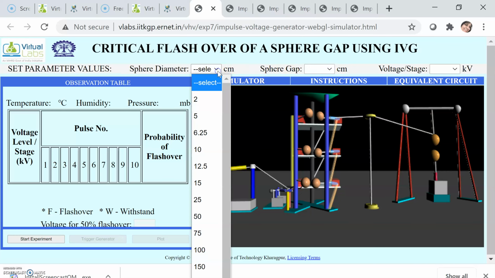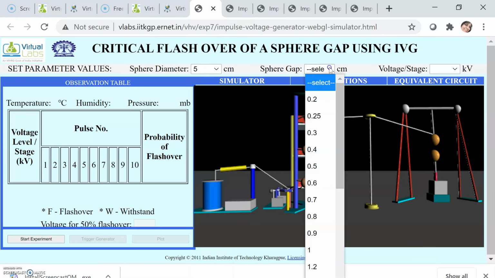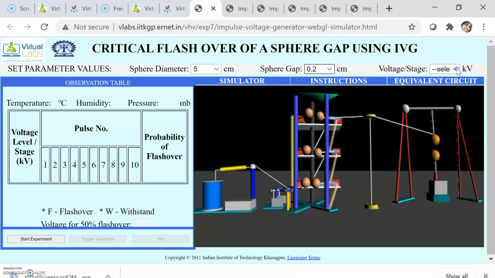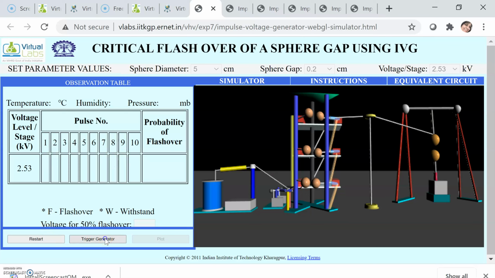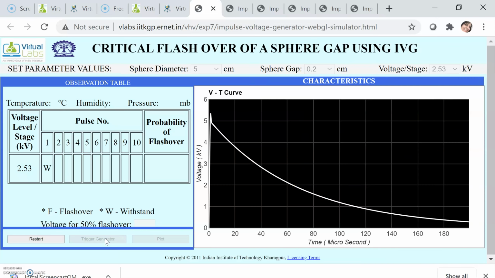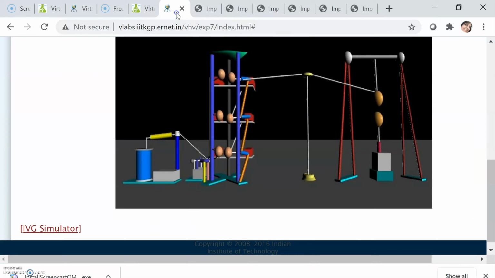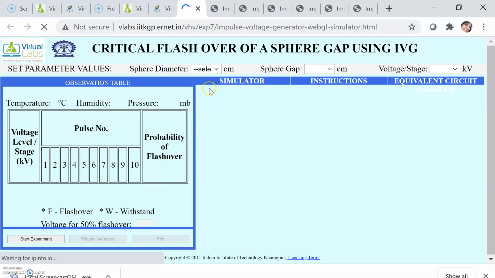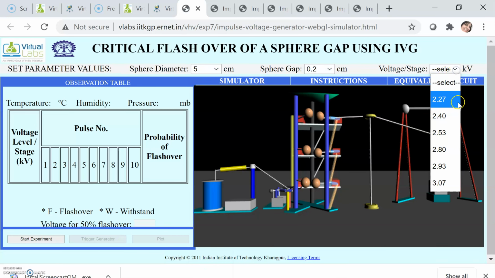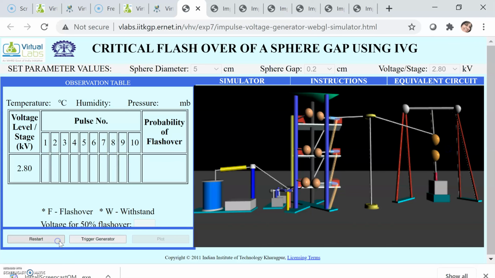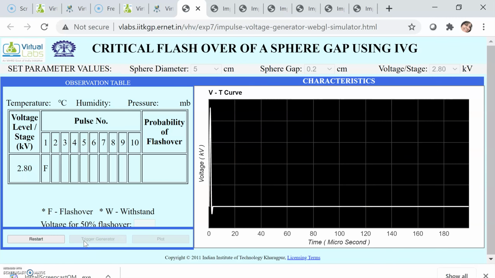So the diameter was 5, and breakdown did not occur. Diameter is 5 only, gap distance is 0.2 only. Now you have to find the voltage. We will check 2.53. Just carry it out. No breakdown. Again do the same and increase the voltage, diameter 5, gap distance 0.2. Now increase the voltage to 2.8. Now you will get it. Just see the spark. Just now breakdown has occurred.